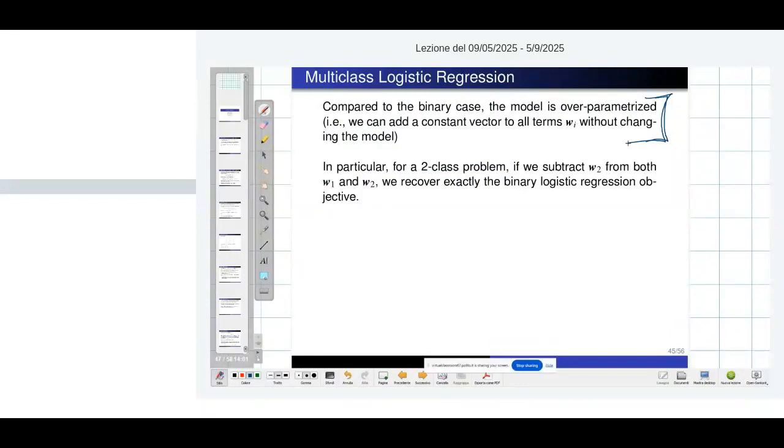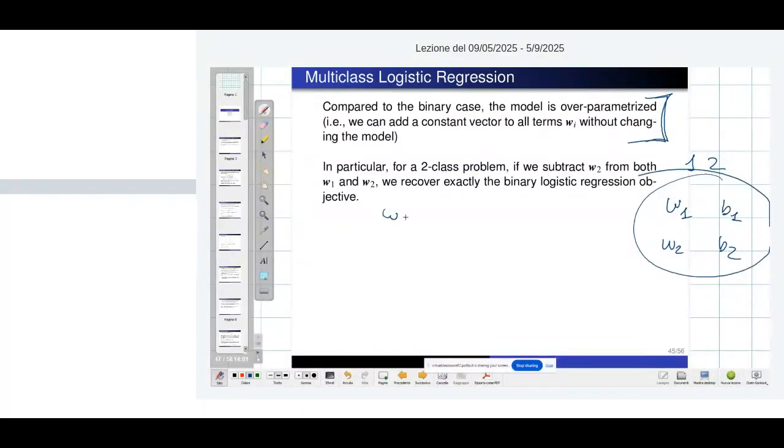If we apply this multi-class model to a binary task, we have class 1 and class 2. But now we have two vectors W's and two biases. So it's not the same model as the binary model if you apply it to a binary problem. How is it related to the model that we saw before?